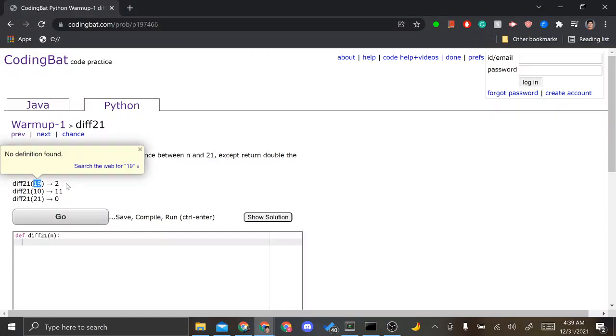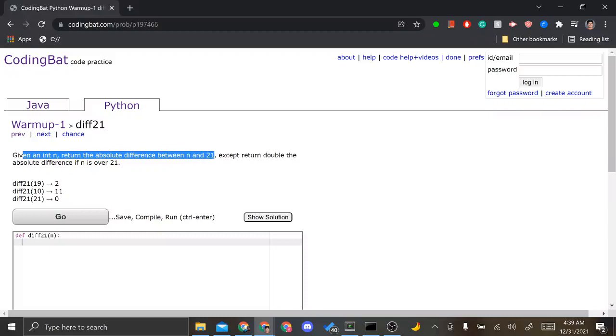So first we check 19. Is it greater than 21? No, it is not. So given an int n, return the absolute difference between n and 21. So it's 19 minus 21, which is negative 2. And then the absolute value of negative 2 is positive 2. So I'll return 2.